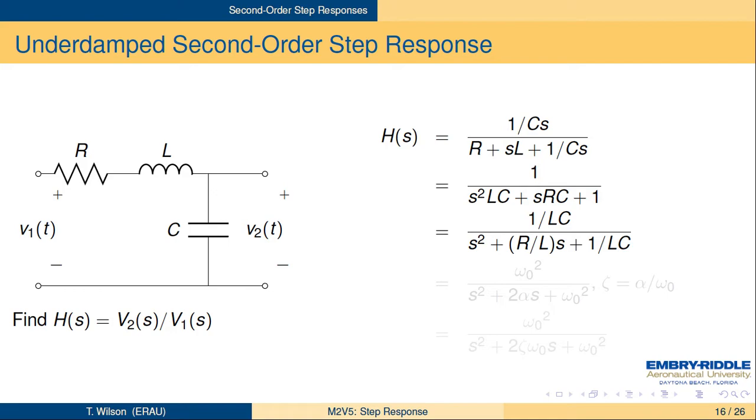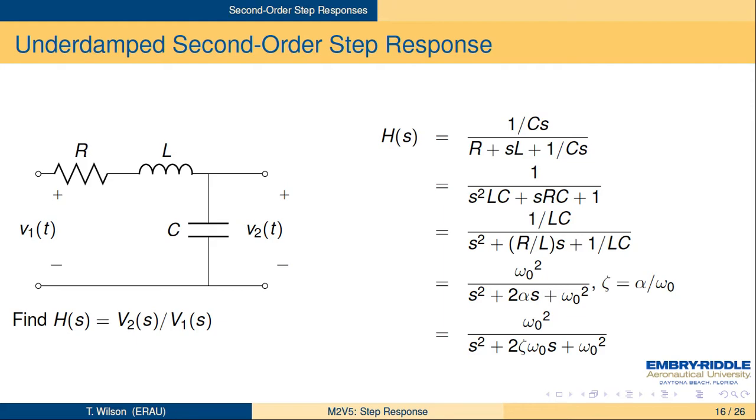We introduce some notation. It should be familiar notation. It's used in circuits 1. We call 1 over LC omega 0 squared, where we call omega 0 the undamped natural frequency. And we call R over L 2 alpha, where alpha is called the damping. And we're going to introduce a new term here, zeta. And zeta is going to be the ratio of alpha to omega naught, the ratio of the damping to the undamped natural frequency, and that's called the damping ratio. So zeta is our damping ratio, omega naught is our undamped natural frequency, and we're going to write everything in terms of zeta and omega naught.